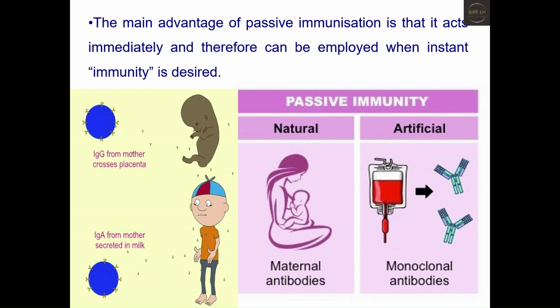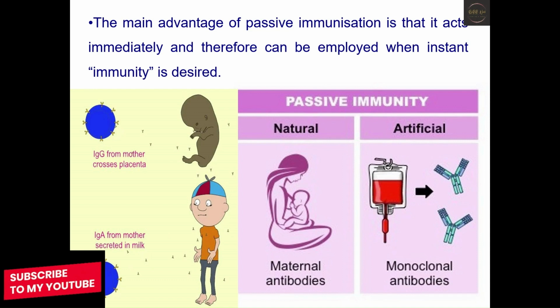The main advantage of passive immunization is that it can act immediately and therefore can be employed when instant immunity is desired. Here also, passive immunity can be obtained either naturally or artificially. Natural passive immunity occurs during pregnancy when antibodies pass from the maternal blood into the fetal bloodstream. It is observed when IgG passes from mother to fetus during pregnancy, and also when IgA passes from mother to newborn during breastfeeding.